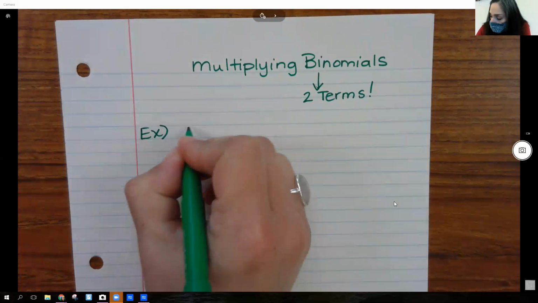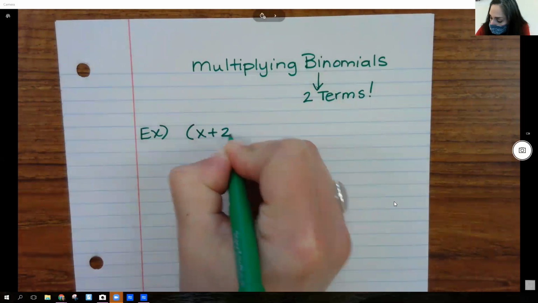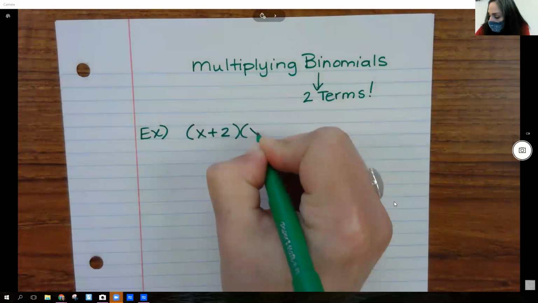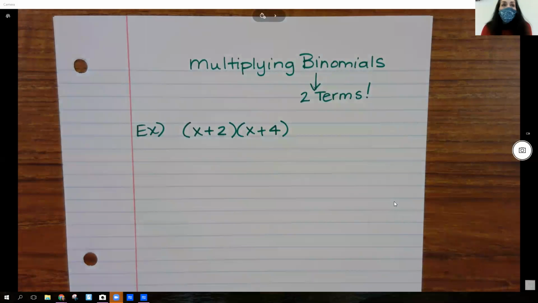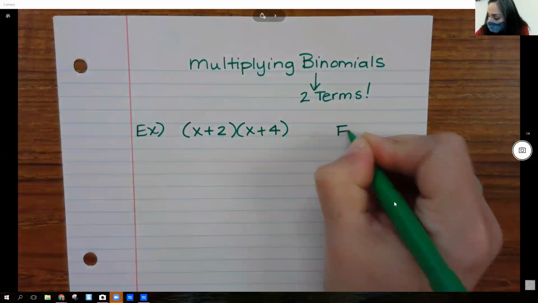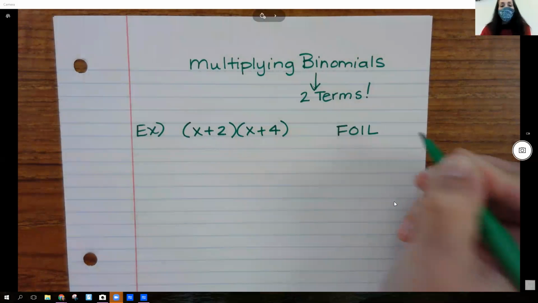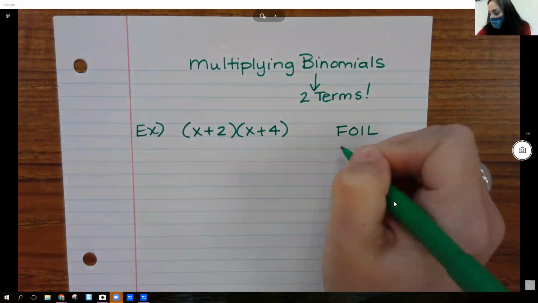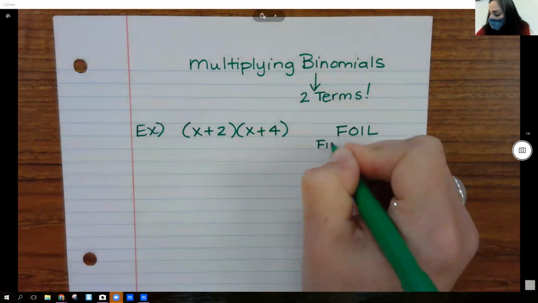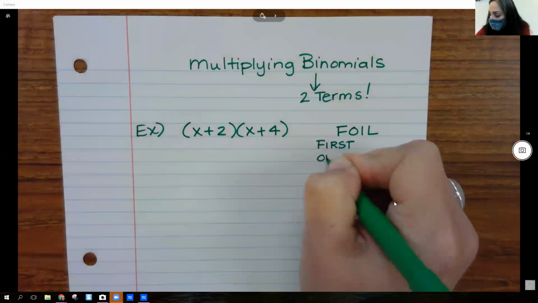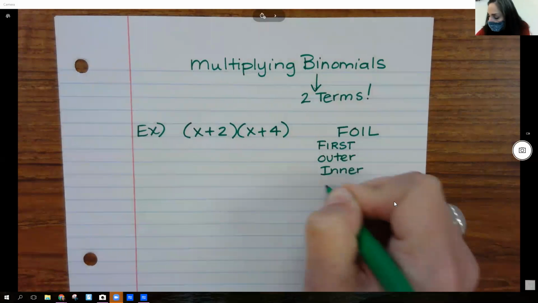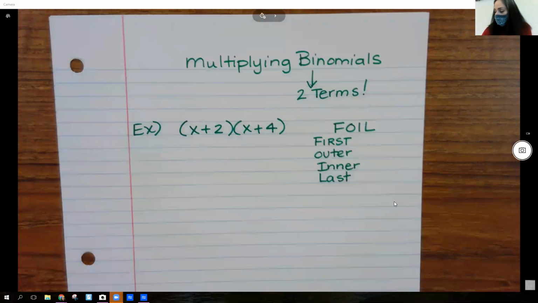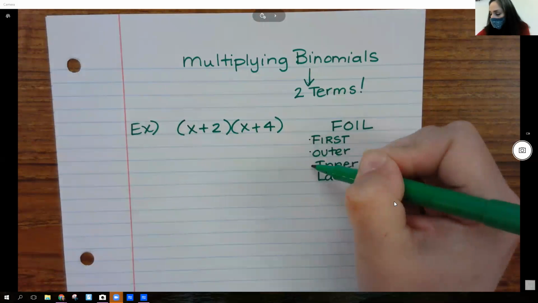So let's say you have something like this: x plus 2 times x plus 4. The first method I'm going to show you is called FOILing. Maybe you've heard of this before. FOIL stands for first, outer, inner, and last. Okay, that spells the word FOIL.